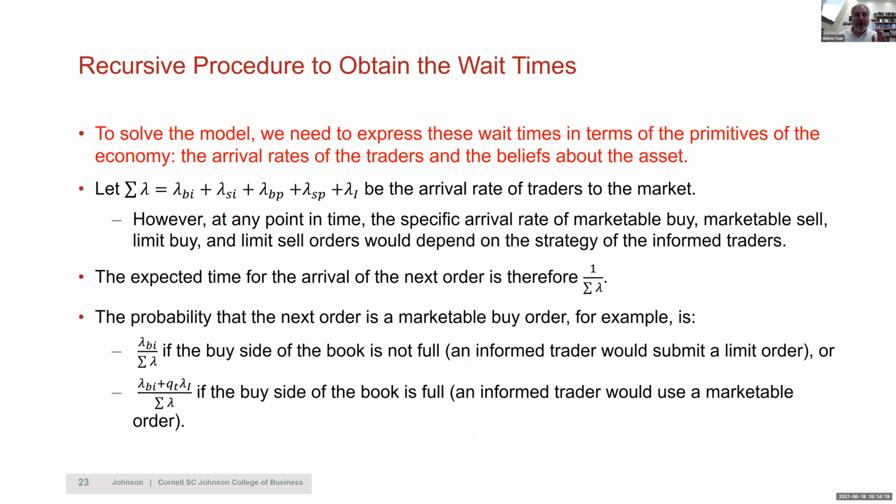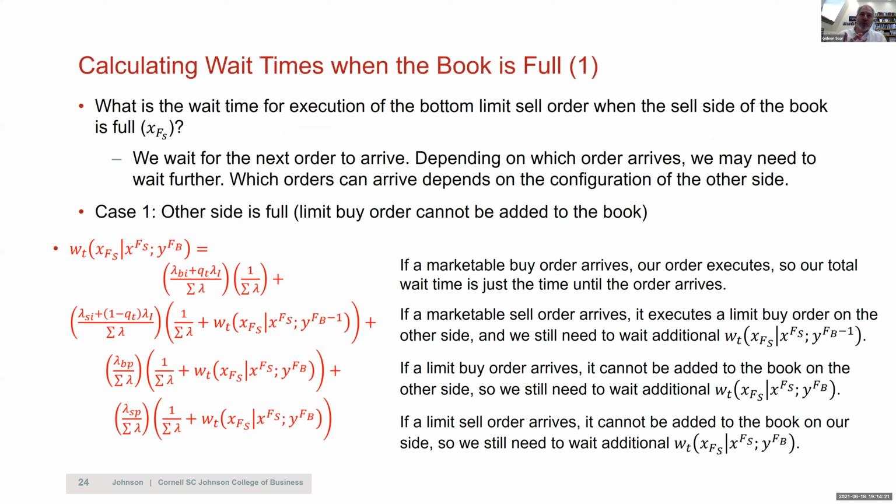All right. So now, let's say I wanted to calculate a certain wait time in the book. Let's say I'm going to calculate the wait time of a limit sell order, the ask price, when the sell side of the book is full. Let me start with the buy side of the book is full as well. What can happen, right? I'm going to wait for the next arrival. Depending on which order arrives, either I get immediately executed or I'll need to continue to wait. So we're going to think one step at a time.